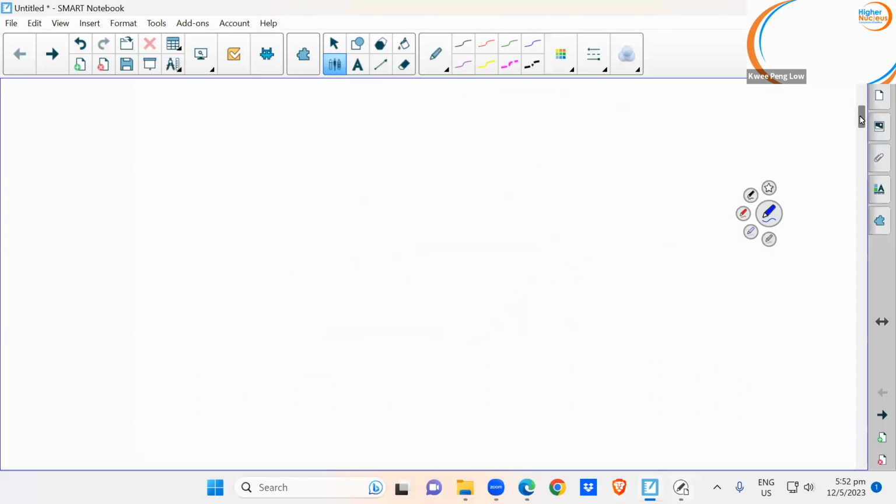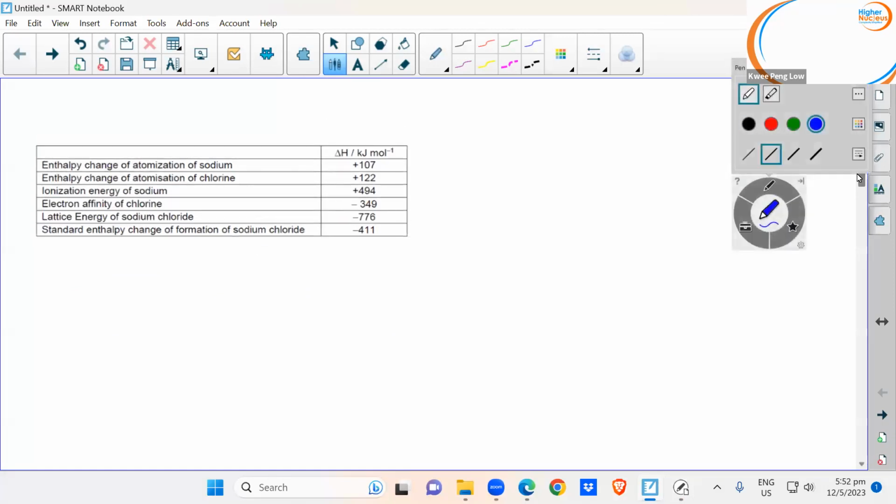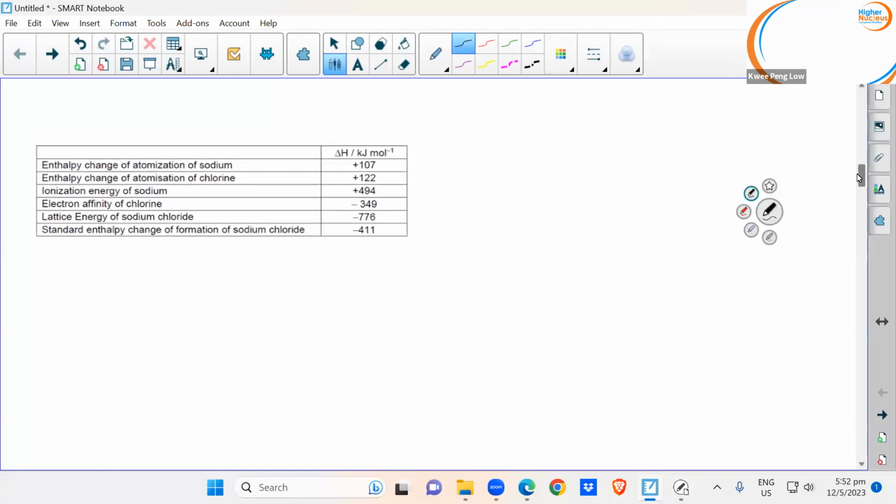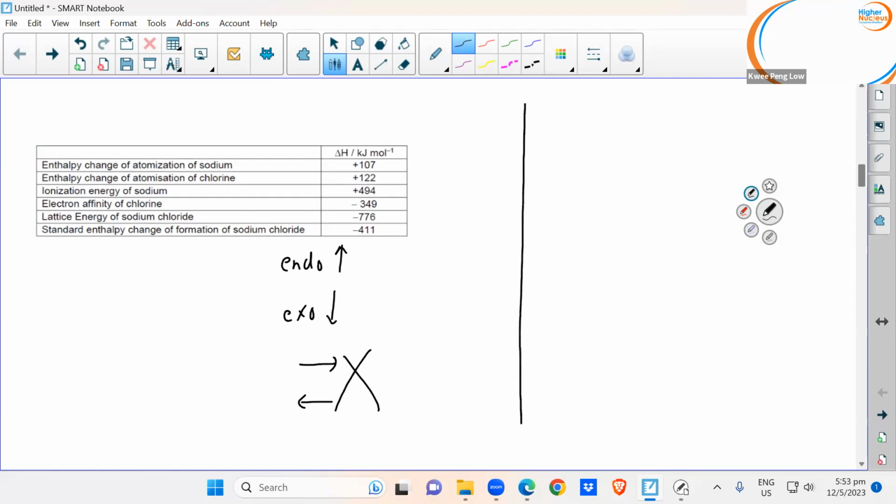Now, I'm going to show you how to draw a Born-Haber cycle in an energy level diagram manner. Okay, now in an energy level diagram, you have to take note. For an endothermic reaction, the arrow points up. For an exothermic reaction, the arrow points down. So there are only 2 kinds of arrow, up and down. There is no left arrow, there is no right arrow, only up and down. So I'm going to draw my axis first. My y-axis, I'm going to call it energy, kilojoules per mole, 0.